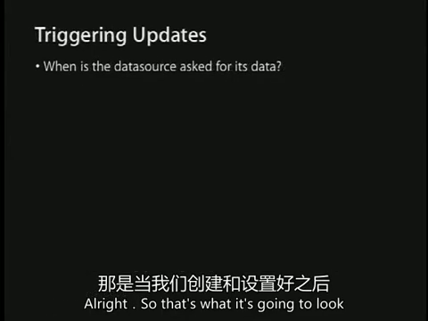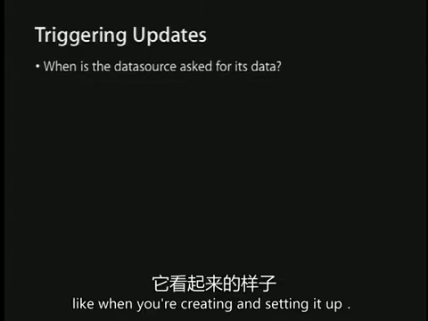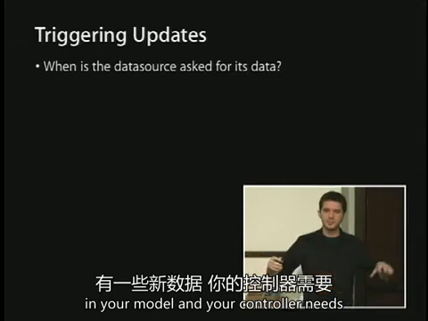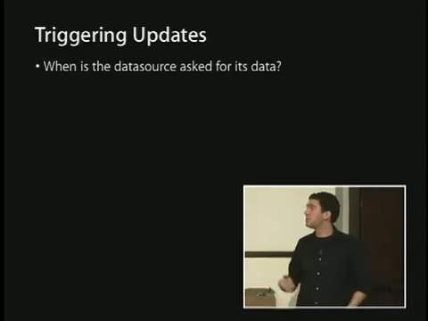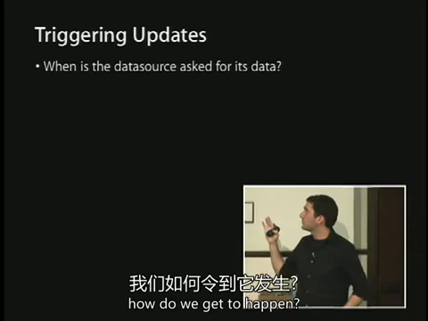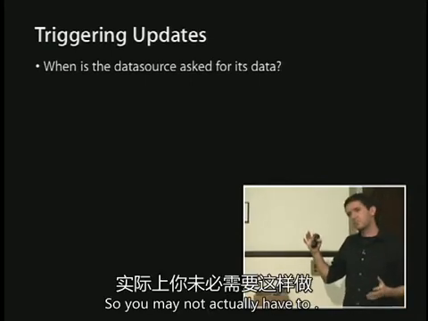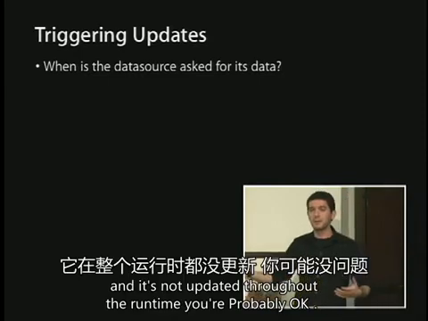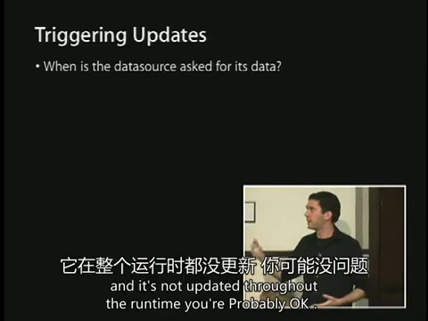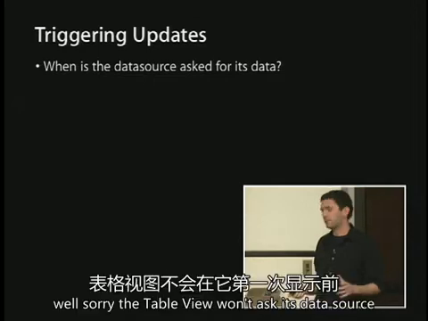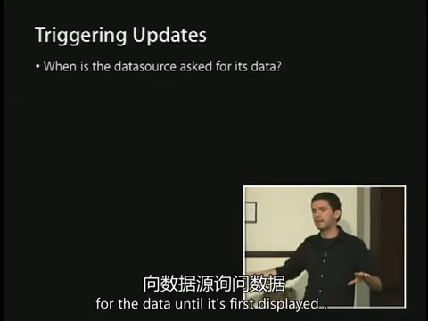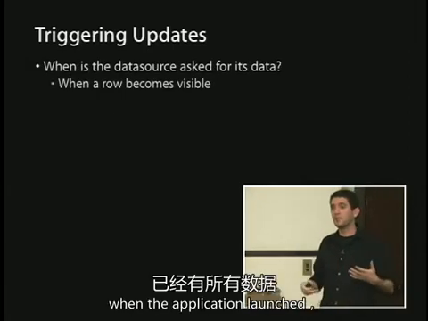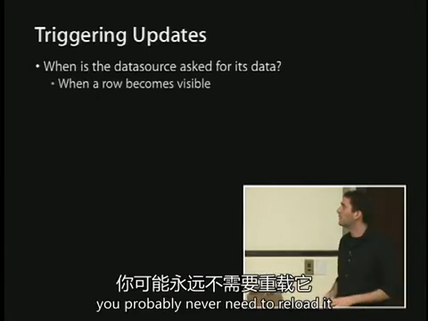All right, so that's what it's going to look like when you're creating and setting it up. How do you trigger an update? Say you get some new data in your model and your controller needs to have the table view display this new data. How do we get that to happen? Well, you may not actually have to. If the data comes in right away and it's not updated throughout the runtime, you're probably okay. The table view won't ask its data source for the data until it's first displayed. So if you had all your data available when the application launched, you probably never need to reload it.